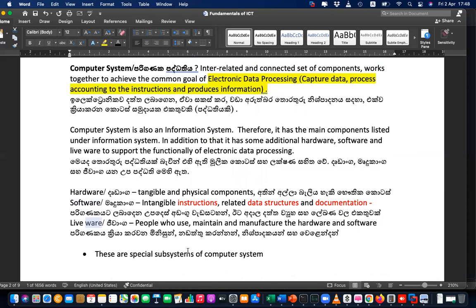These are the three subsystems in the computer system, and these subsystems work together to do the task of electronic data processing. That means, based on the instructions given by the programmers or the computers, computers capture data and process and produce information. That's what is happening in the computer system.